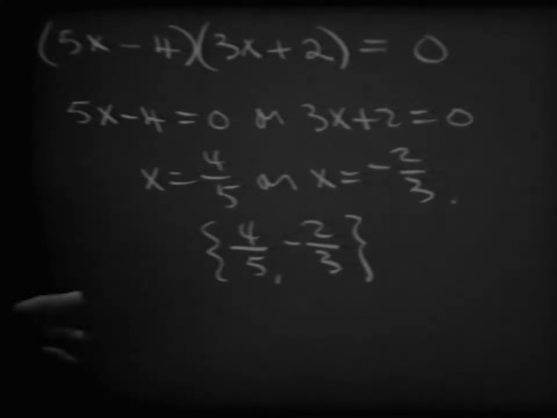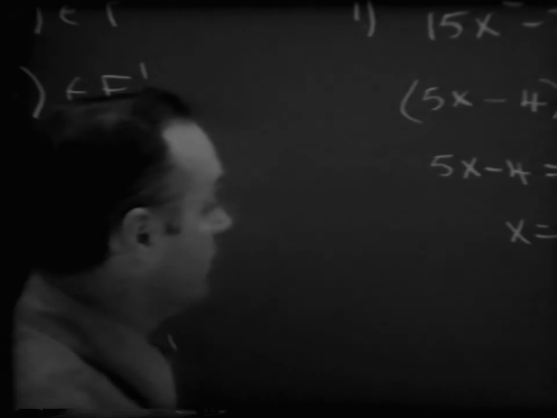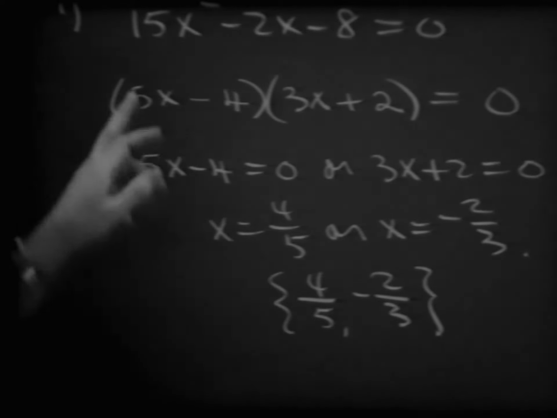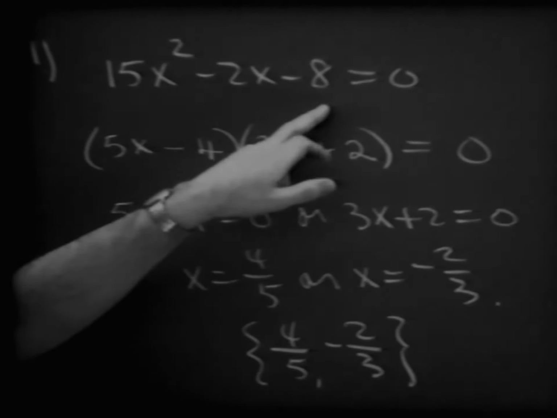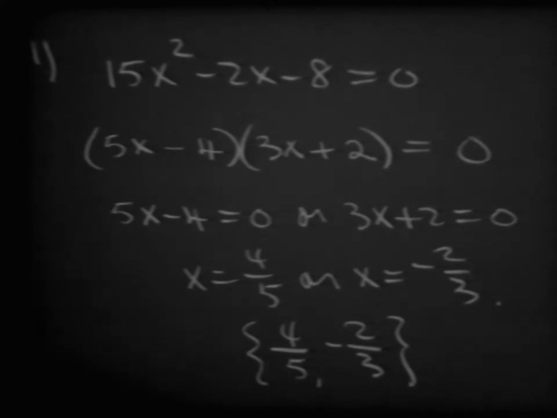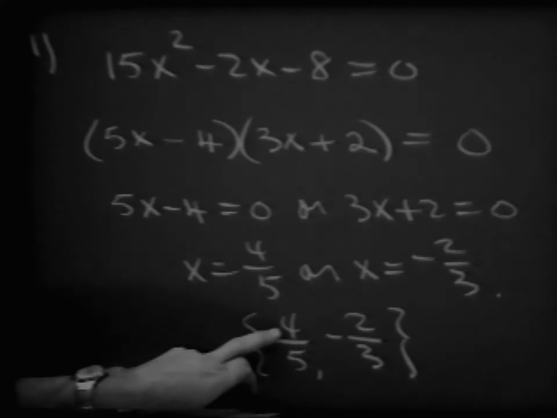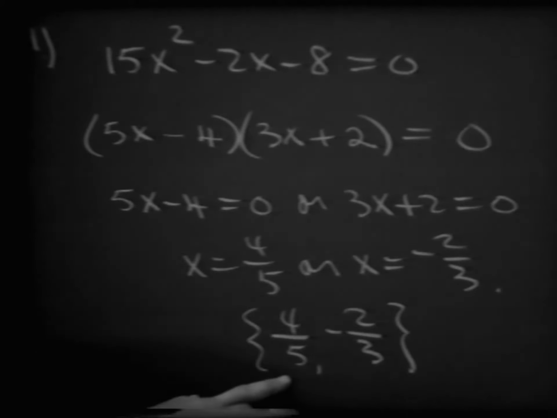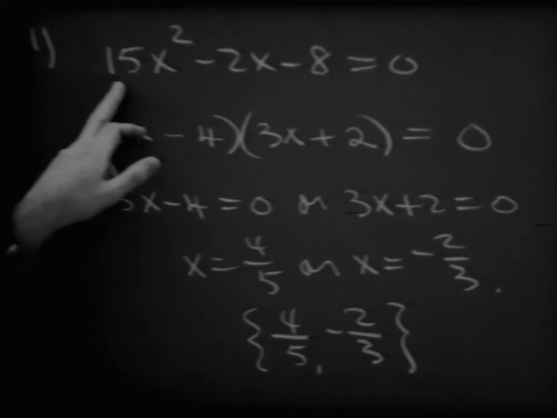Now, there's a very important theorem which I would like to introduce. Let's look at these numbers that we have here as the roots, and let's look at the original equation and see if there's some pattern here that we can determine. Notice that the number 4 is a factor of negative 8, certainly, and the number 5 in the denominator is a factor of 15.